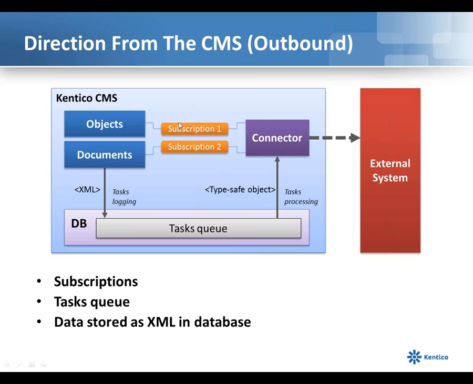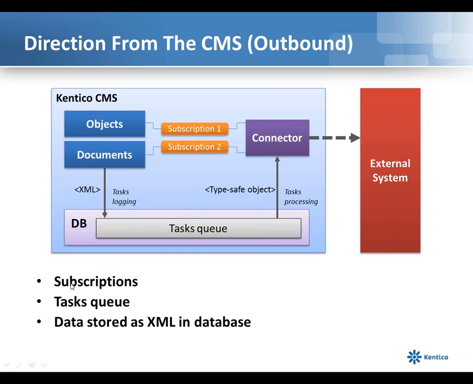So by subscription, we mean something like a condition. Do I want to have objects? Do I want to have users, documents from the news section, product section, etc.? I'm going to show you how to do that. And then here is the task queue, which is implemented by a specific database table, and the objects and documents are falling down into the task queue in a unified format in XML. So whenever something happens and it matches my subscription or condition, it goes to the task queue, and then it will jump into my connector as a type safe object. So not as XML, but a type safe object where I can process it and submit it to the external system.